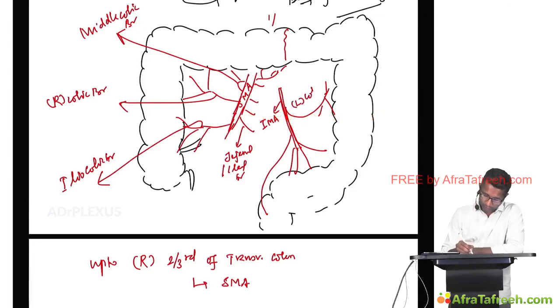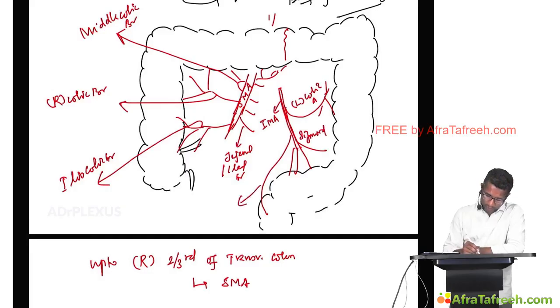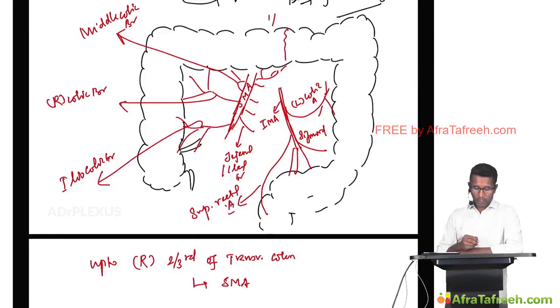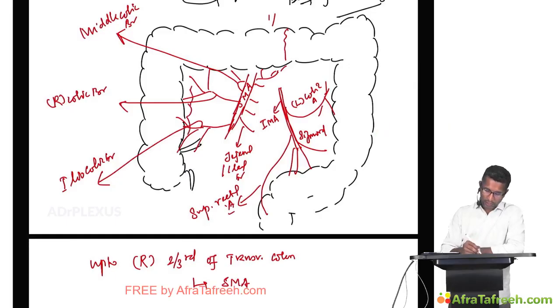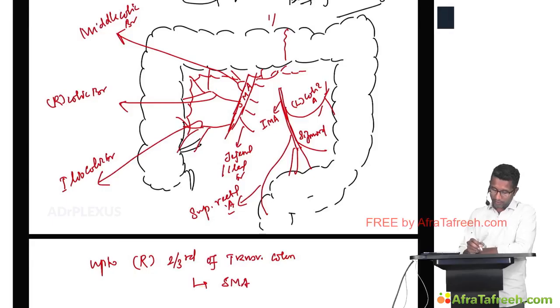It gives rise to the sigmoid arteries, and it also gives rise to the superior rectal artery, which supplies the rectum. Now all these vessels form an anastomosis around the intestine. This anastomosis is called the marginal artery of Drummond.